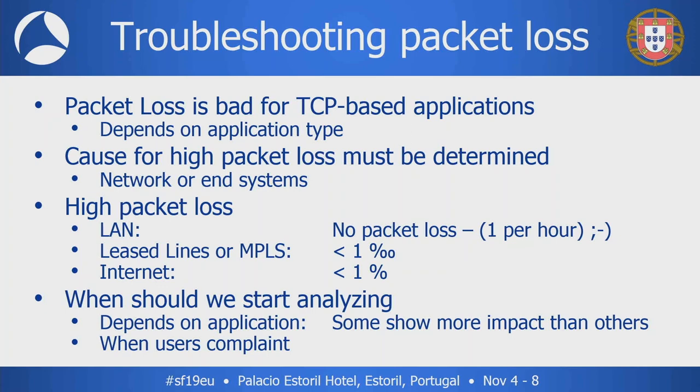Now, when you look at packet loss in a LAN environment, I wouldn't accept any packet loss. To be something above nil, I'd say one packet per hour, but at least that you have not nothing. On MPLS, it's maybe 1,000. On the internet, it's maybe 1%. I don't know. So you've got to differentiate when your applications really suffer from packet loss. And really, that depends on the application and the type of industry you're working in.